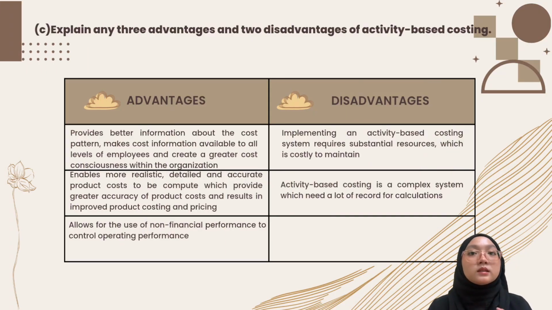Part C, there are 3 advantages and 2 disadvantages of activity-based costing. Firstly, it provides better information about the cost pattern, makes cost information available to all levels of employees and creates a greater cost consciousness within the organization. Second, it enables more realistic, detailed and accurate product costs to be computed, which provides greater accuracy of product costs and results in improved product costing and pricing. Lastly, it allows for the use of non-financial performance measures to control operating performance.